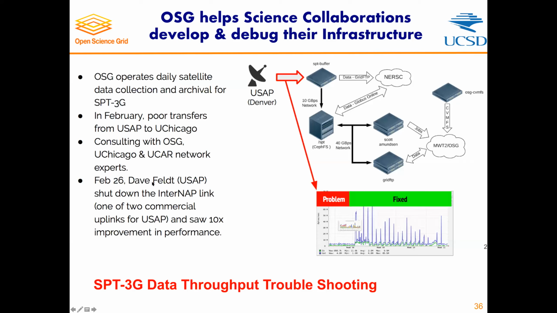OSG coordinated a debugging exercise. This led to Dave Feld from USAP to shut down one of their commercial links, which was apparently broken, and shutting down that commercial link and relying only on the second one saw the recovery, and then things were going normal again, that basically you fetched relatively quickly a large amount of the data that was accumulated, and then you slept, and then you fetched again, you slept, and that's sort of the standard pattern.